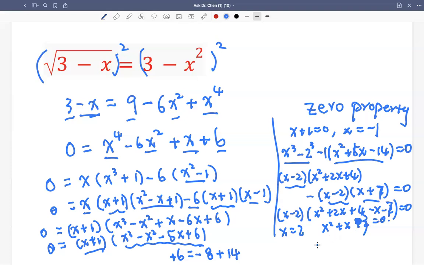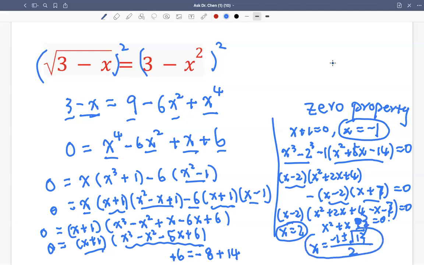Okay, now use the quadratic formula. So x equals negative 1 plus or minus the square root of 1 squared minus 4 times negative 3, which becomes plus 12. So 13, square root 13 over 2. Okay, so totally we have 4 solutions. We have negative 1 as one solution, 2 as the second solution. We have negative 1 plus radical 13 over 2, and then negative 1 minus radical 13 over 2. So 4 solutions for this equation.